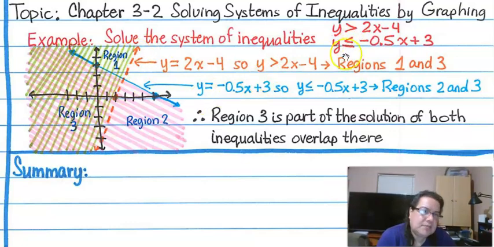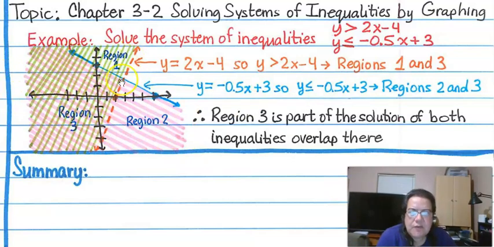Now, notice the other one. The other one does have a solid line, so it can equal that line. Here's the one I drew for that. This is y equals negative 0.5x plus 3. But it's not an equal, it's a less than or equal to. So where are all the points that are less than? Well, less than normally goes here. So notice what I did.